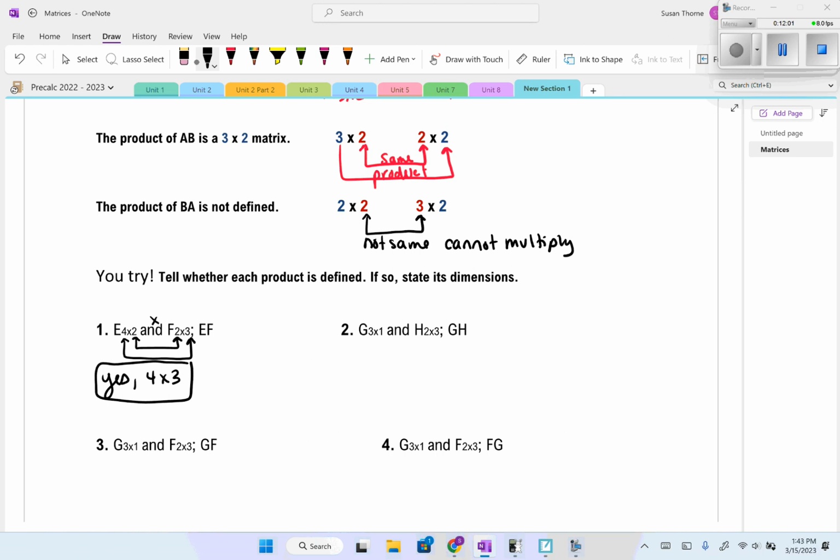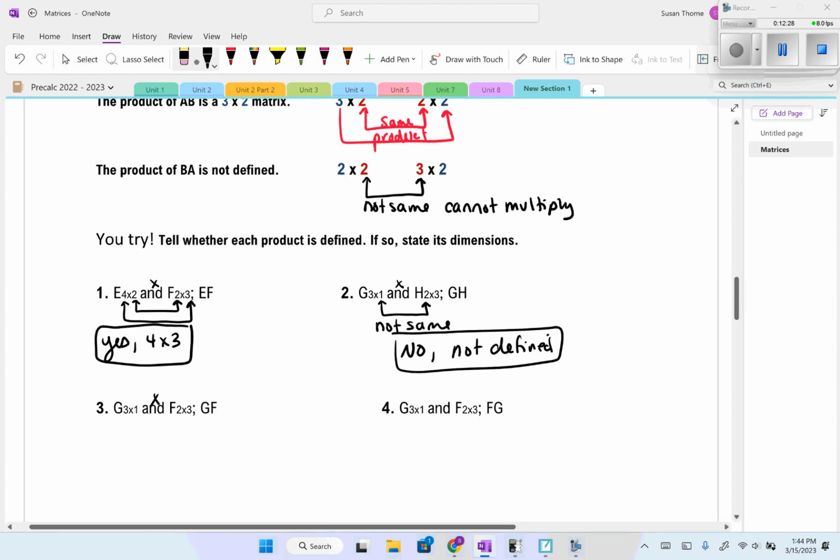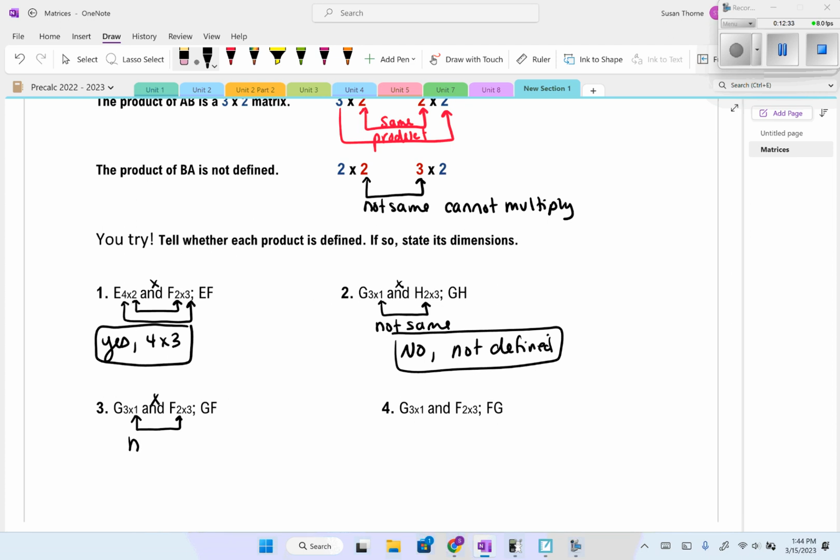Looking at the next one, G times H, it's already in order. So this would be 1 and 2 right here, which is not the same. So no, and it's not defined. Now this one is G times F, so this is in order. So we have 1 and 2 right here. So again, this is not the same. So this is not defined.